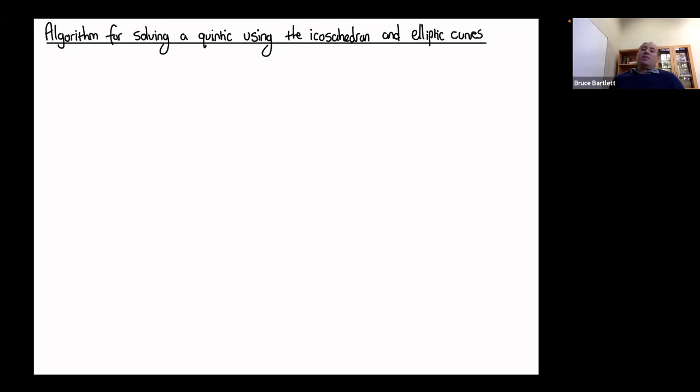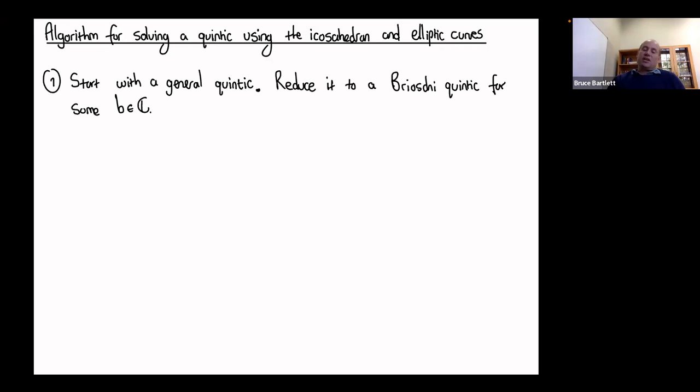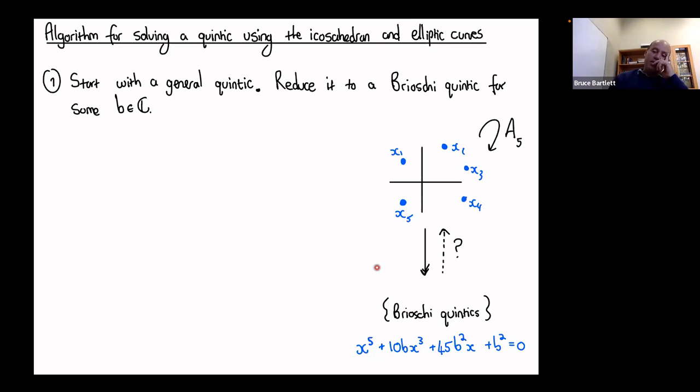So let's summarize the algorithm for solving a quintic using the icosahedron and elliptic curves. Start with a general quintic and reduce it to a Brioschi quintic. You're going to end up with some parameter b, which is an element of the set of all Brioschi quintics. Remember that there's a covering space living over this set, namely the space of evenly ordered roots of each Brioschi quintic, an A5 equivariant covering space.